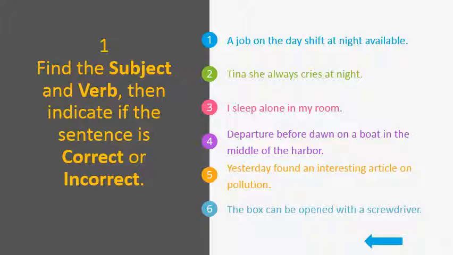Remember, find the verb. Can you find verb? No. Be: is, am, are, was, were? No. Do, does, did? No. Have, has, had? No. Modals: can, may, must, shall, will? Could, might, should, would, had to? No. So for number one, the sentence is incorrect because there is no verb.